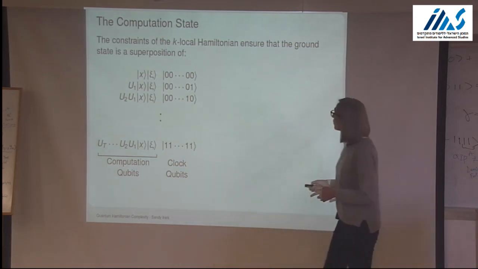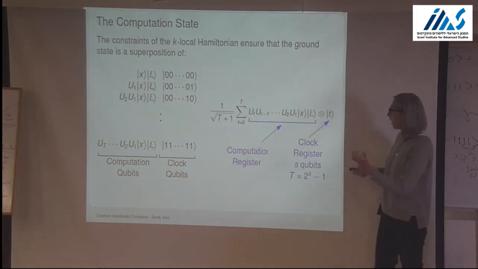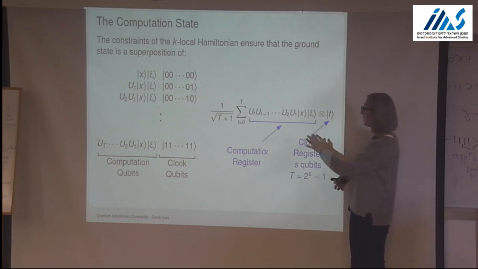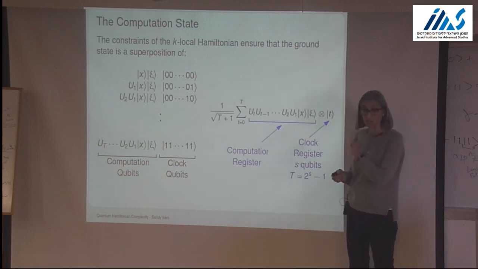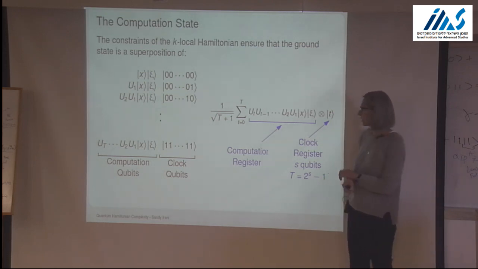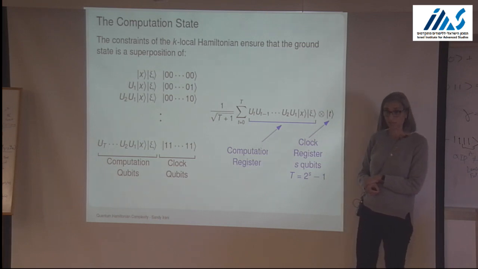So the name of the game now is that I want the ground state of my Hamiltonian to be this state, which is the uniform superposition of all these different snapshots of the circuit entangled with this clock state. Is it clear that the problem that you posed has been solved? So can you distinguish 000 plus 111 from 000 minus 111?